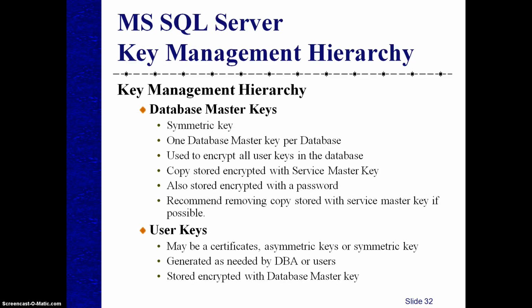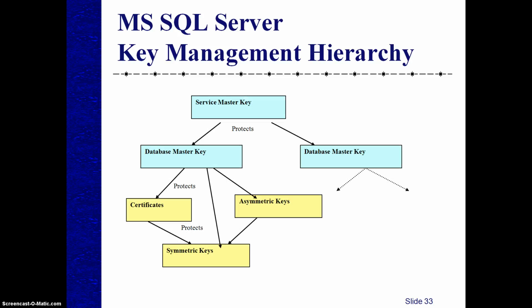And the SQL Server key management hierarchy continues with the database master keys. One database master key per database, used to encrypt all the keys below it, and copy restored or stored with encryption by the password recommended. The user keys may be certificates or asymmetric keys for the semantic and generated as needed by the database. It follows the hierarchical structure of keys. It comes from the master database key, then it goes like this.